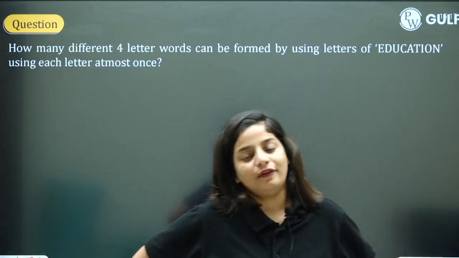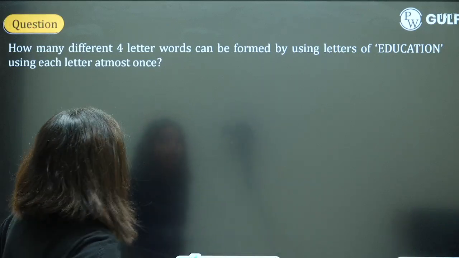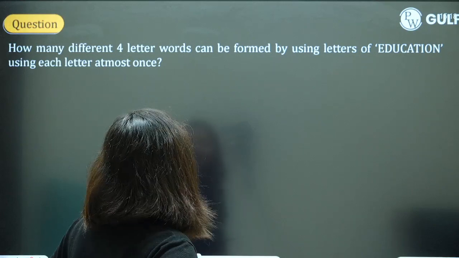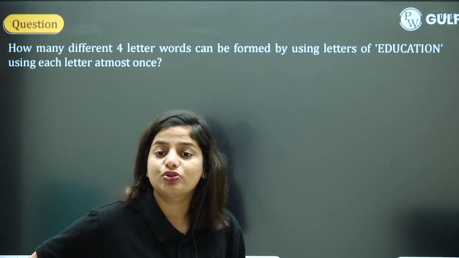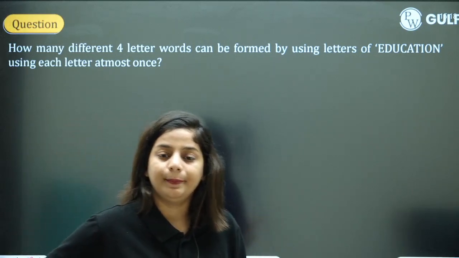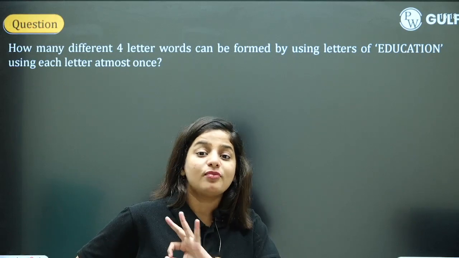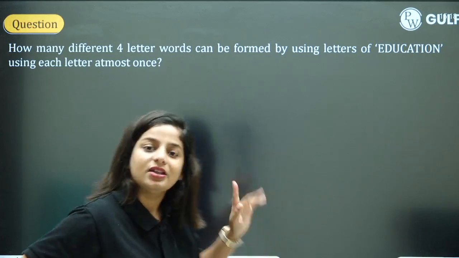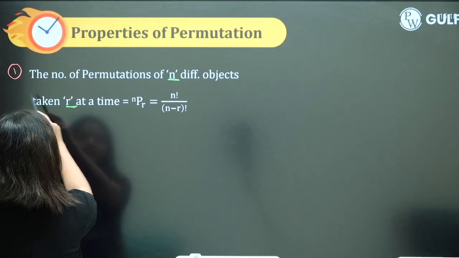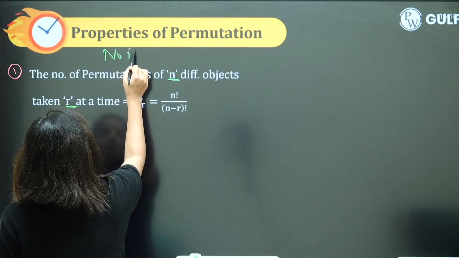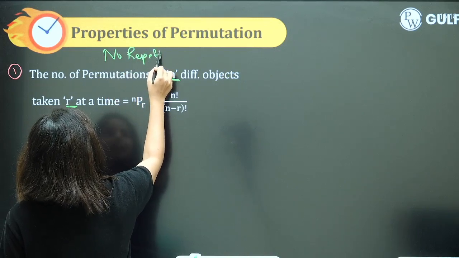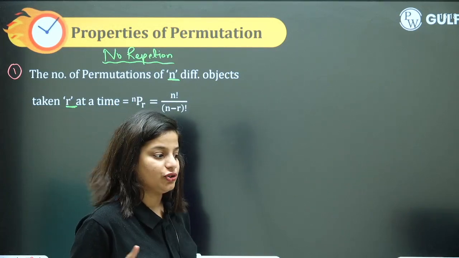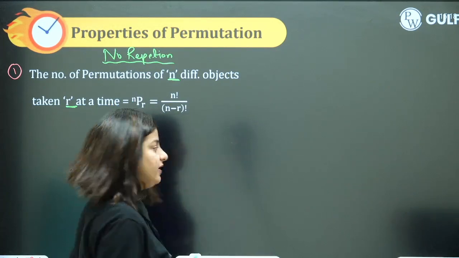Here is a question on the first type. How many 4-letter words can be formed using letters of the word education if using each letter at most once? At most once means what? Each letter should be used maximum once. You cannot use it twice. That means it's a case of no repetition. So mind it guys, the first one is a case of no repetition. This formula is only applicable when there is no repetition.